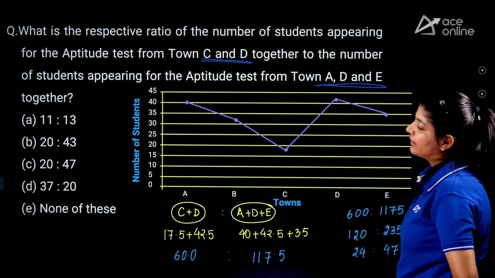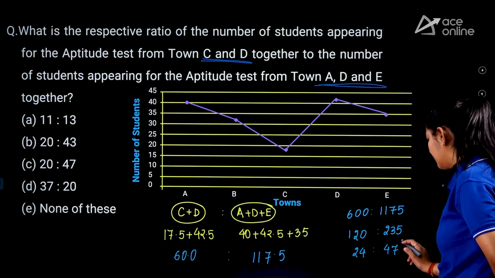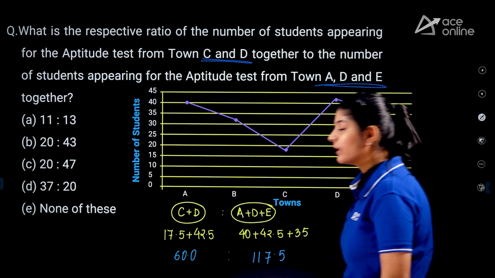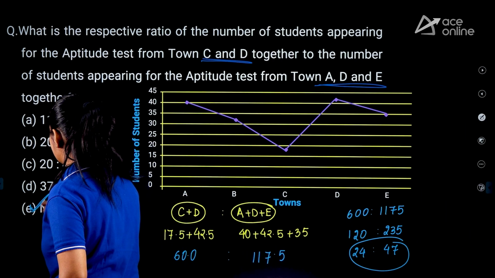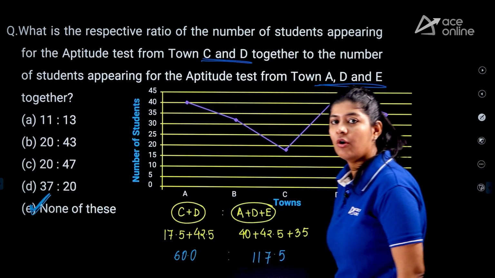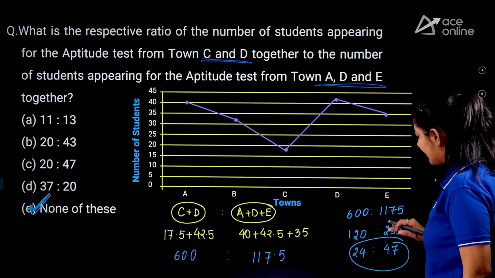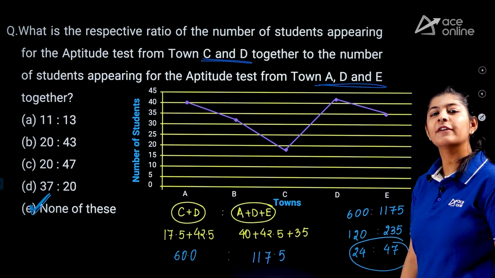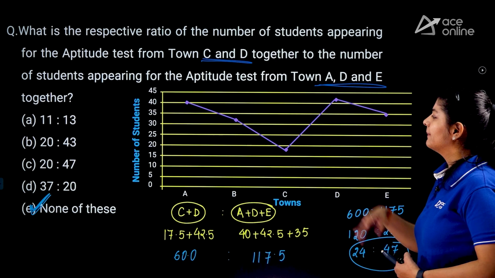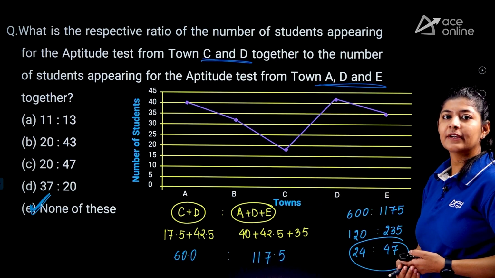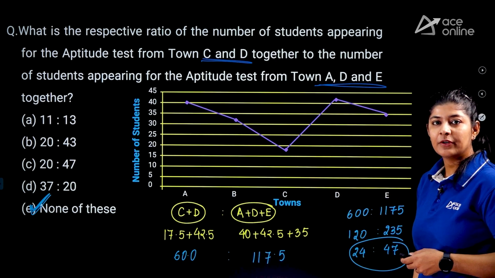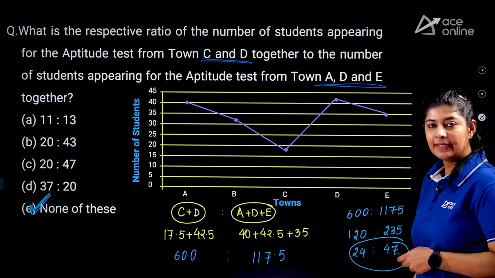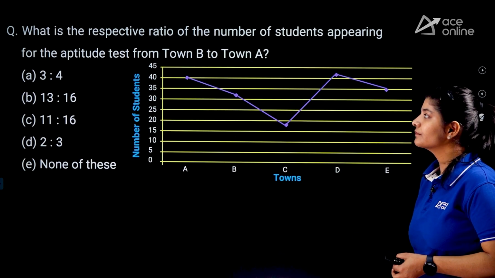Do we have that in our options? No, but we are getting only this ratio. So we will go with option number E, none of these. We just start eliminating it with the help of 5. All we need to do is simply add the values and figure out the ratio between the categories, right? Next.